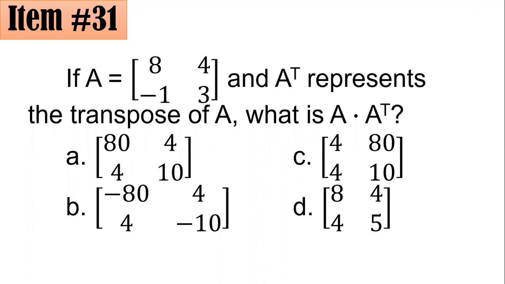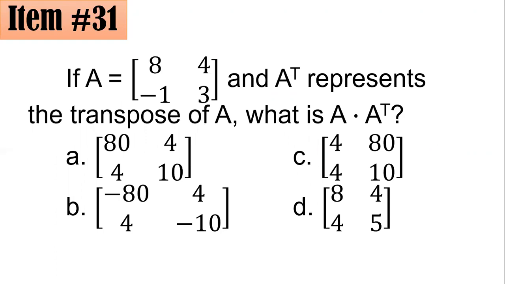Let's continue with item number 31. Supposing A is the matrix 8, 4, -1, and 3, and A raised to T represents the transpose of A, what is A multiplied by its transpose? We have to remember that matrix multiplication is not commutative. So in this case, we will multiply it with its transpose.